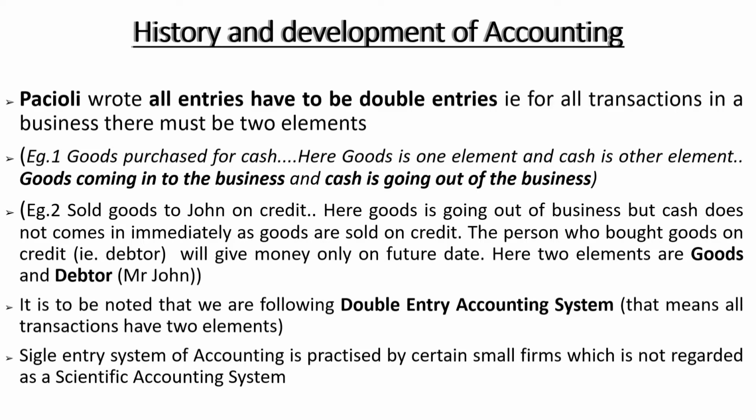According to the double entry accounting system, for every transaction there will be two elements. The two elements have to be recorded in the books of accounts. This modern system of accounting is known as the double entry accounting system. So, in the coming videos, we are discussing only the double entry accounting system, the scientific accounting system practiced by all business organizations in the world.